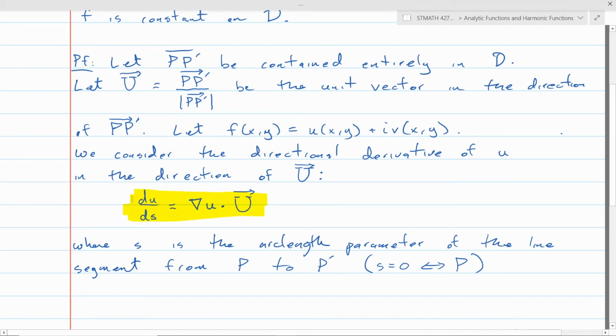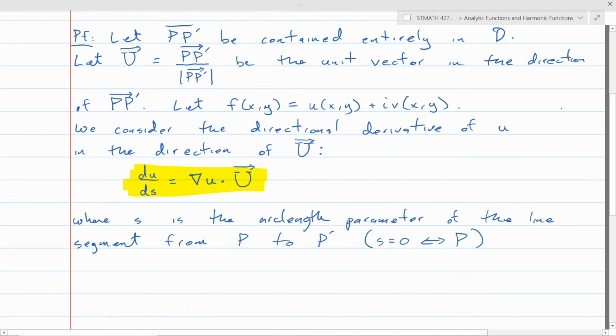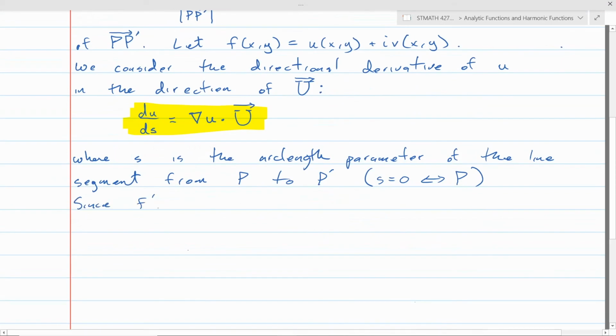You just have to find the gradient of that function, which is just the vector consisting of the first partial derivatives. We know that f prime of z is equal to 0 on this whole domain D. So we know our function's differentiable. So we know then the Cauchy-Riemann equations are satisfied. So we know f prime, just using shorthand here, is u_x plus i times v_x. And we know also, because of the Cauchy-Riemann equations, this is equal to v_y minus i times u_y.